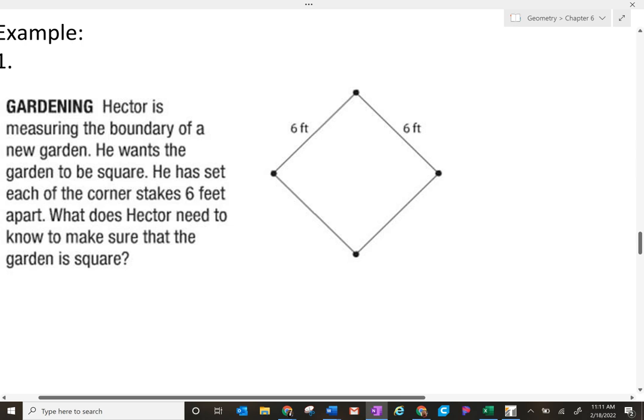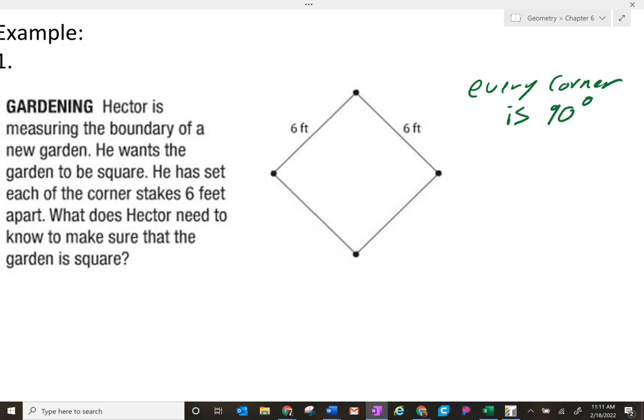What'd you say? 90 degrees. Okay, so make sure every corner is 90 degrees. Delaney, what'd you say? You have to make sure all the sides are the same. All sides the same, perfect.